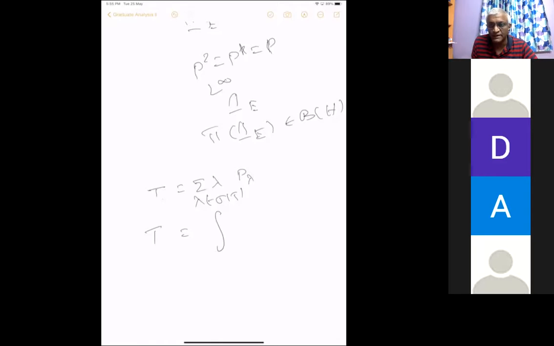You will get a spectral measure, and that spectral measure is a measure taking values in projections. Those projections are called spectral projections. So I will define what a spectral projection is here, and using those spectral projections, we will prove the spectral theorem for normal operators.